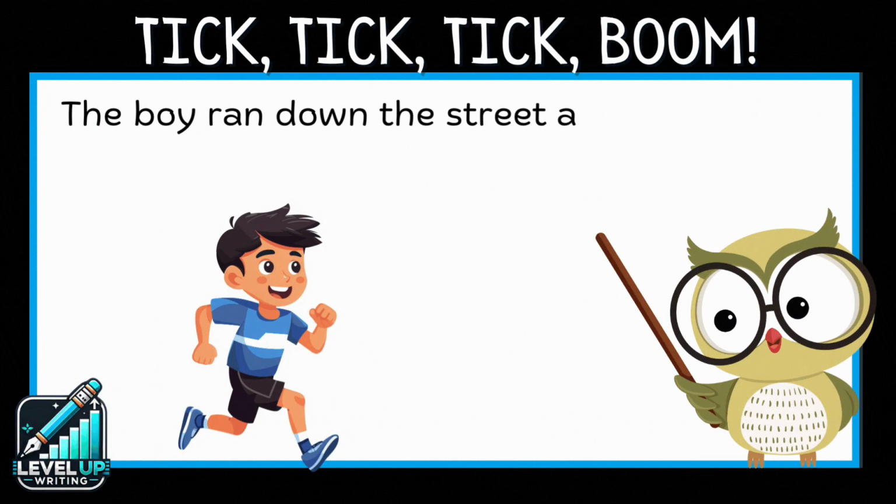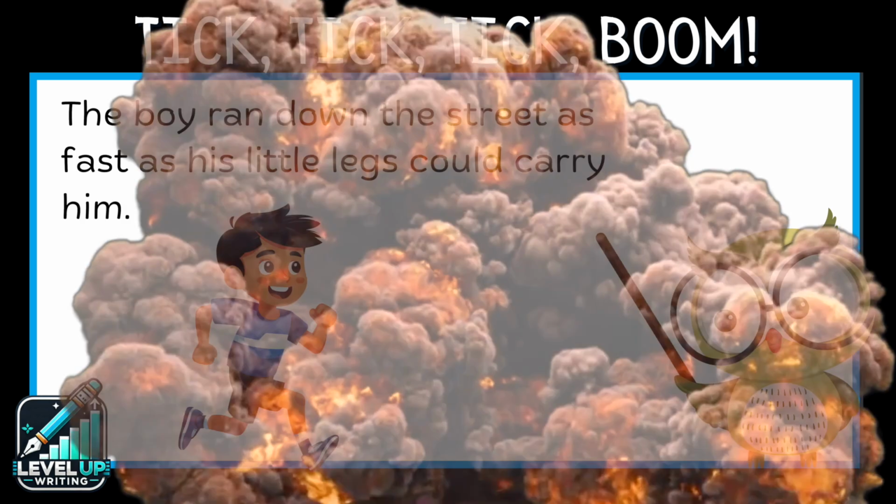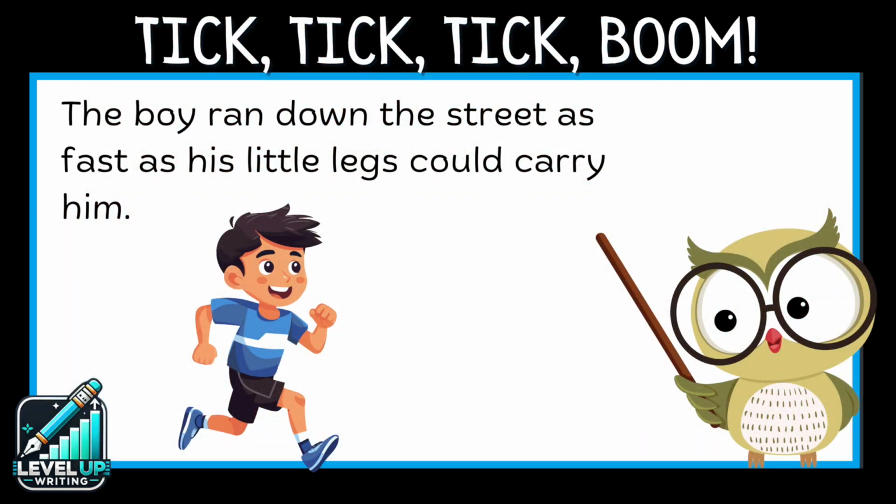The boy ran down the street as fast as his little legs could carry him. It was a trick. There's no introductory clause. This sentence starts with the subject of the main clause, a boy, followed by the predicate, ran down the street. No comma is needed here. And I hope you didn't fall for that nonsense.